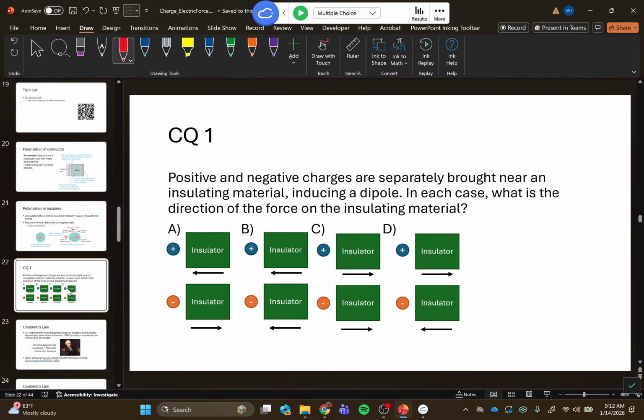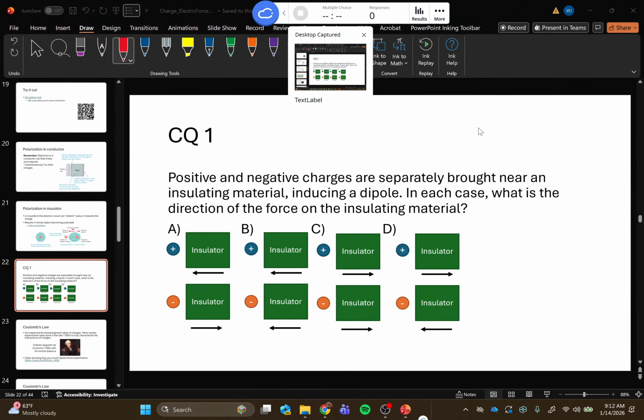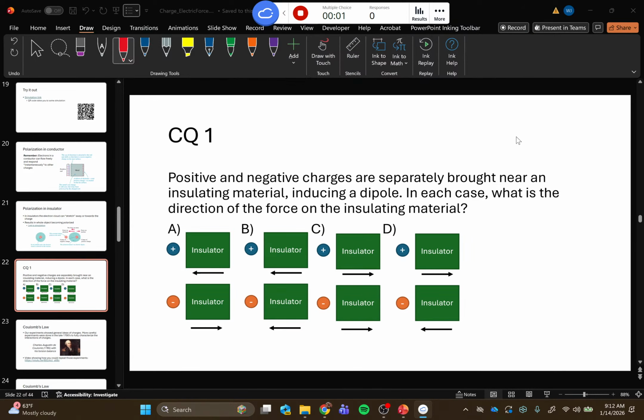All right, so let's see if any of that landed. Here's a question. I have positive and negative charges. Answer A basically says that I bring a positive charge near an insulator, and the insulator is attracted to it. Answer A also says that if I bring a negative charge, it's repelled. So the question is, as I bring positive charge near an insulator, will it be attracted or repelled? As I bring negative charge near an insulator, will it be attracted or repelled? And this insulator is uncharged. So if I bring extra charge near an insulator, what will it do?